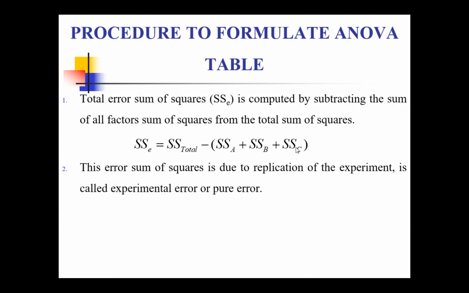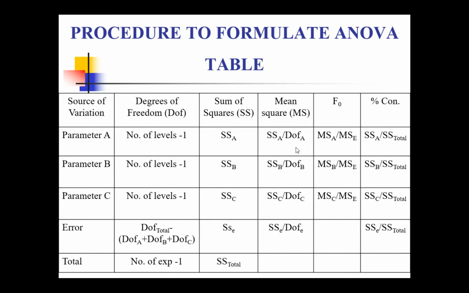So the error sum of squares is due to the replication of the experiment, and that may also be called experimental error or pure error. So we have to include the error term in all these models. So this ANOVA also contains an experimental error or pure error because of the replications. So this is the procedure to formulate an ANOVA table for the orthogonal arrays that we are going to use.